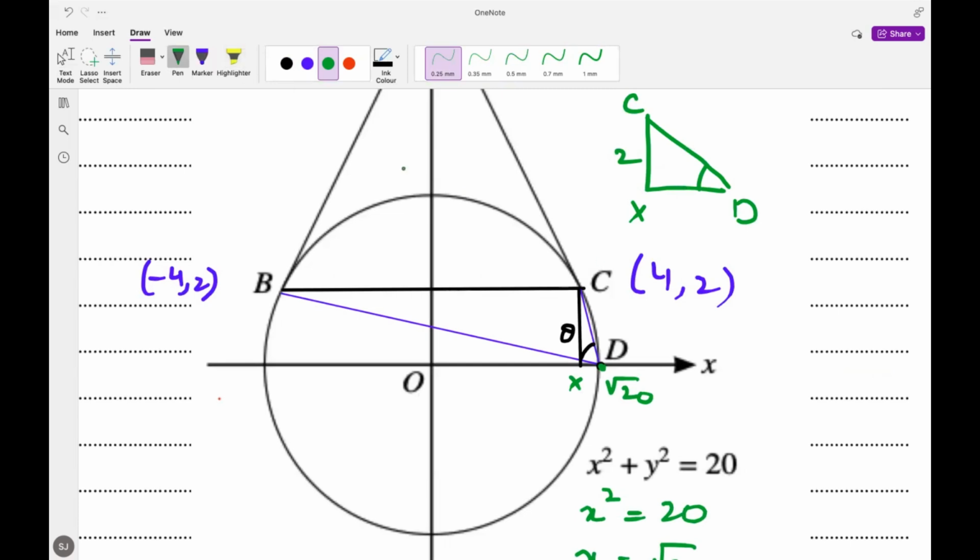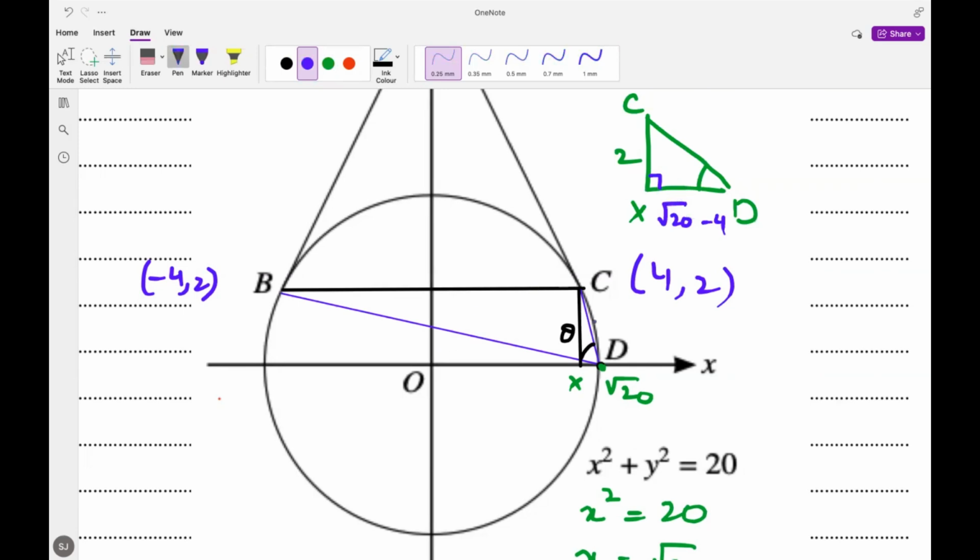this is 2, and from O till D, the total length is square root of 20, and from O till X, the total length will be 4, as the X coordinate of C is 4, and we have drawn a perpendicular line from C till X. So we can say as the total length is square root of 20 and OX is 4, the length XD will be square root of 20 minus 4. Now taking tan inverse of 2 upon square root of 20 minus 4.